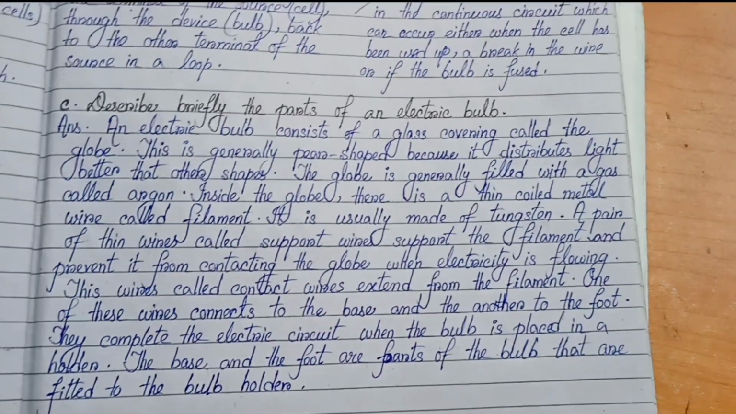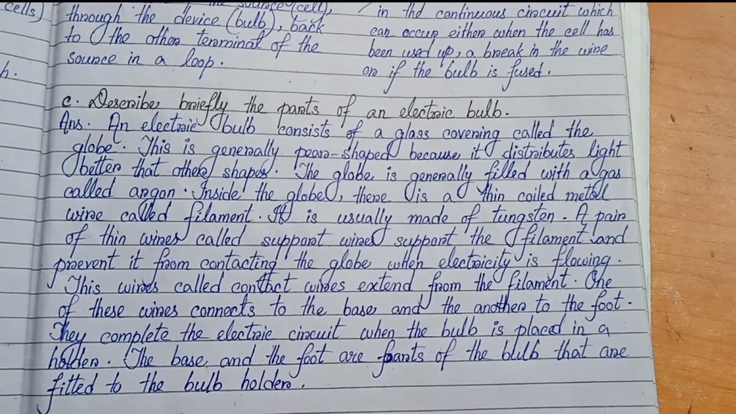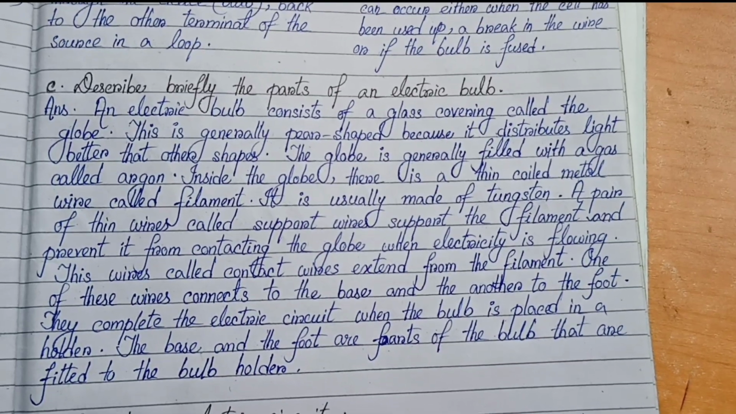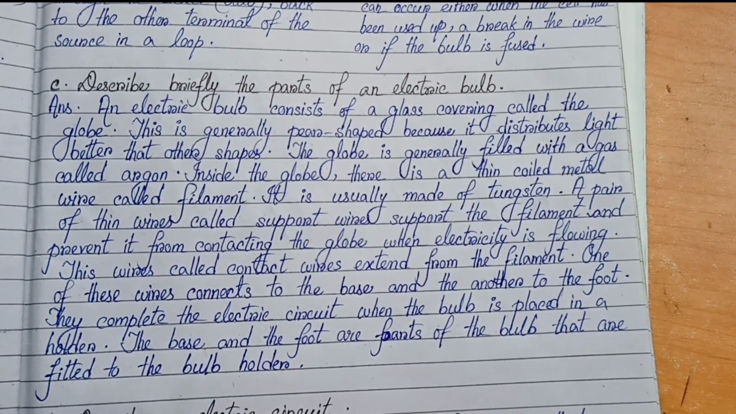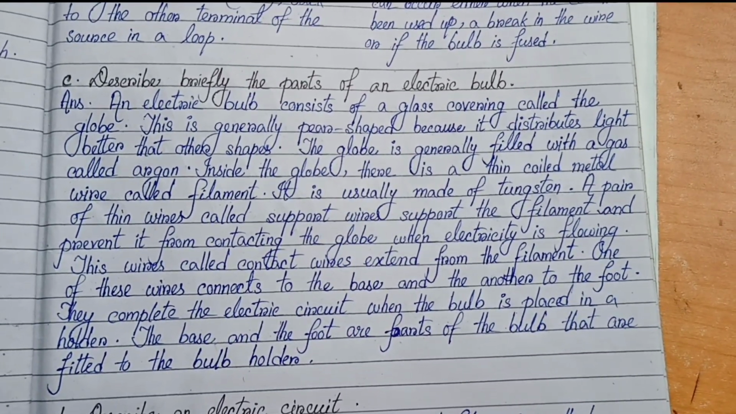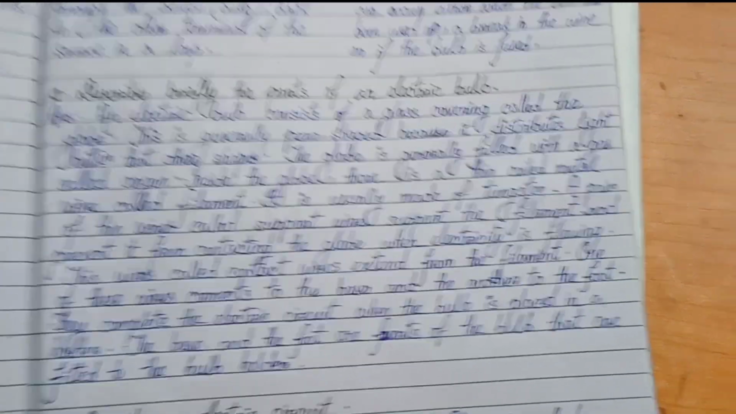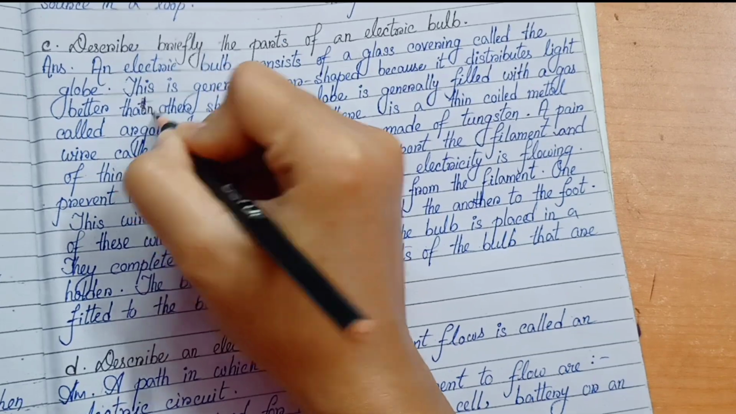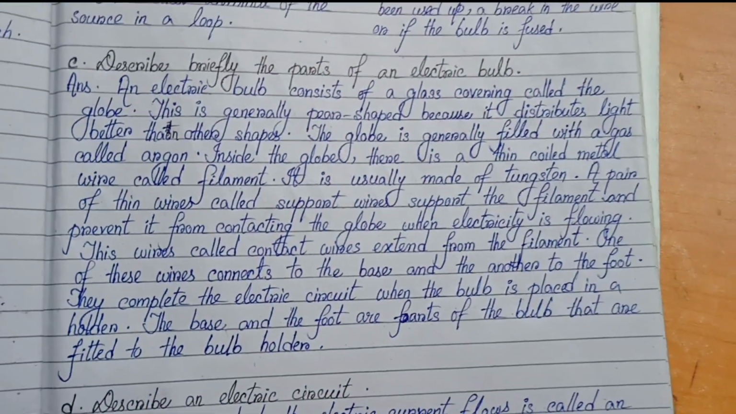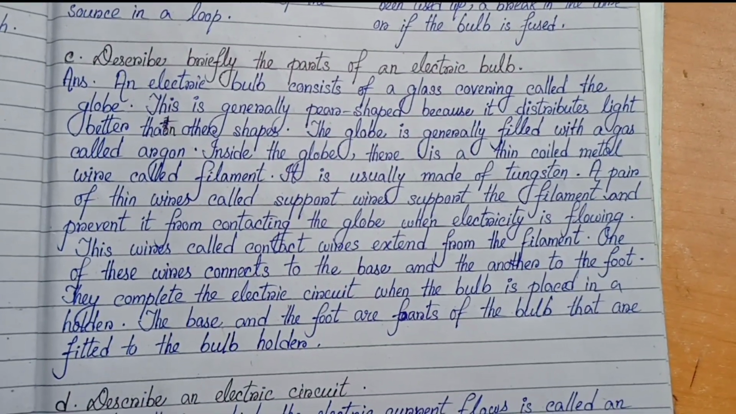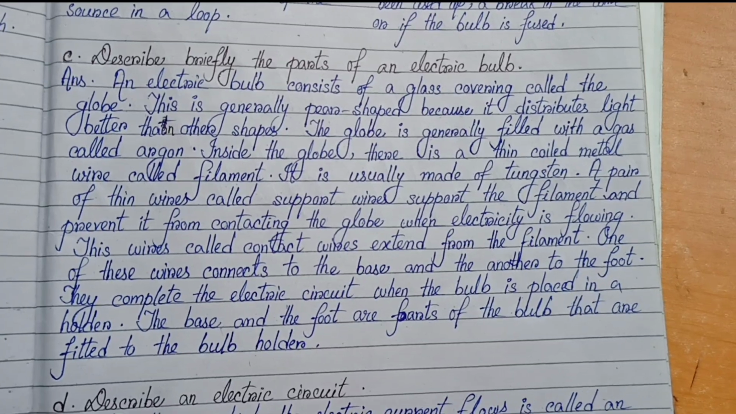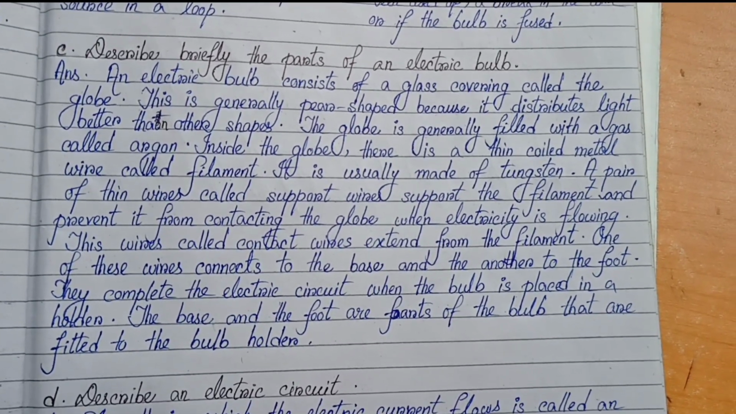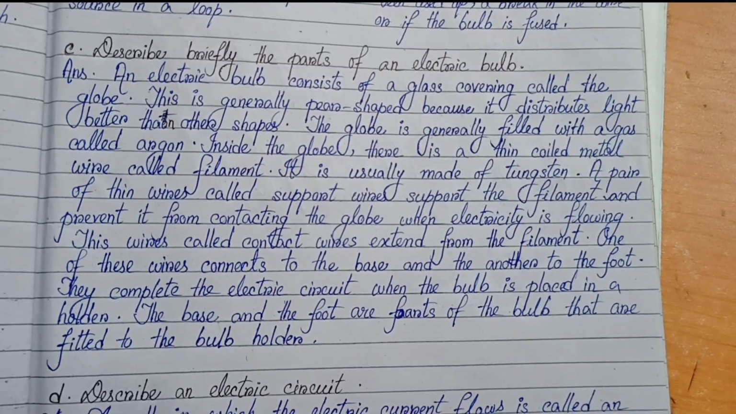Number C. Describe briefly the parts of an electric bulb. An electric bulb consists of a glass covering called the globe. This is generally pear-shaped because it distributes light better than other shapes. The globe is generally filled with a gas called argon. Inside the globe, there is a thin coiled metal wire called the filament. It is usually made of tungsten.